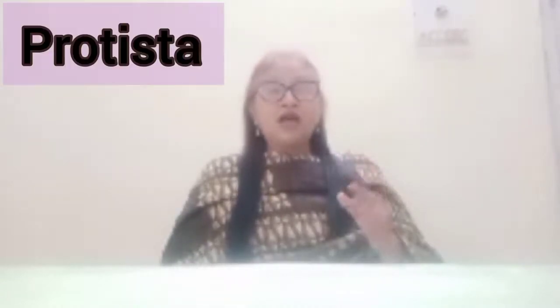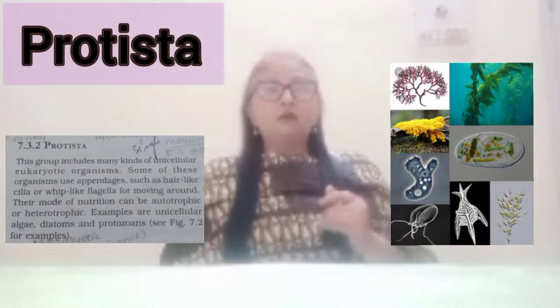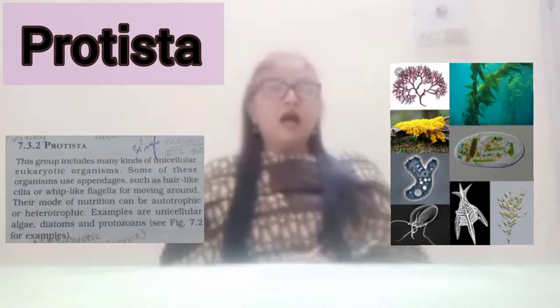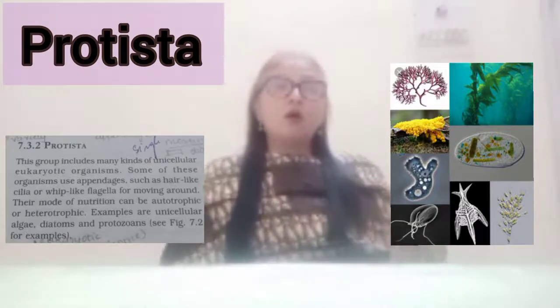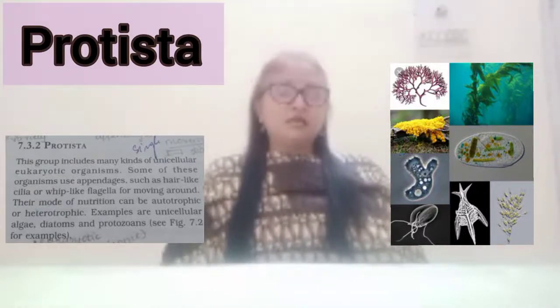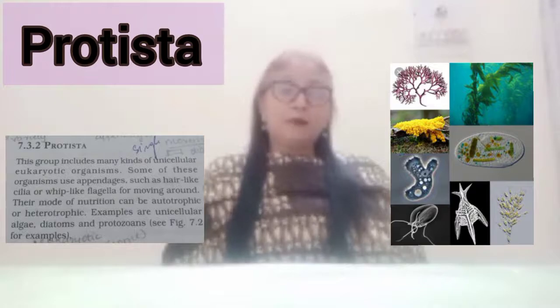Next, let us see Protista, kingdom Protista, and the organisms belonging to this group are known as protistans. They are eukaryotic, unicellular. They can be either heterotrophic or autotrophic. And most of them have appendages. Now what is the function of these appendages? Appendages help in movement as well as to capture the prey.